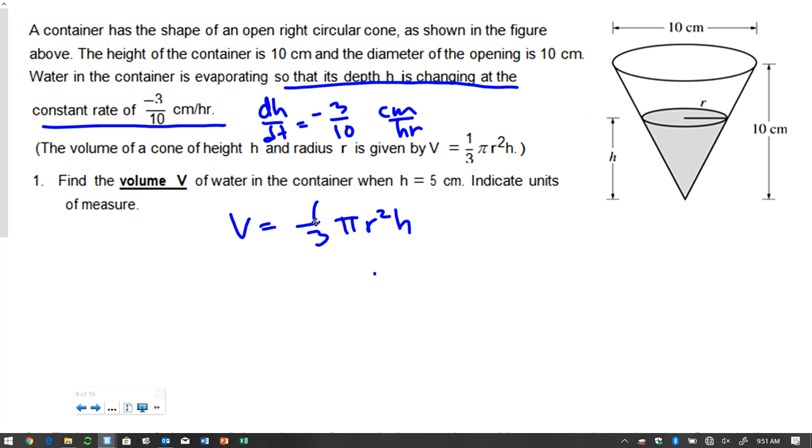And they actually tell me what my volume formula is. But let me tell you guys, on your test, they may not tell you, all right?